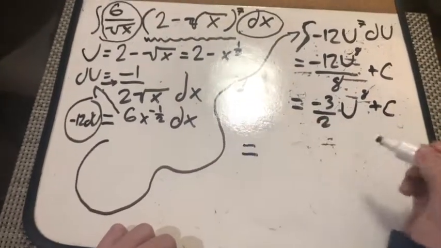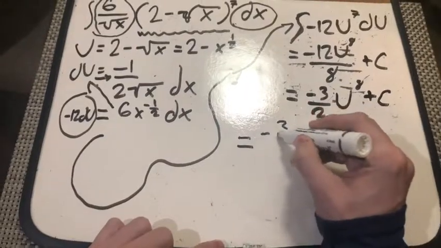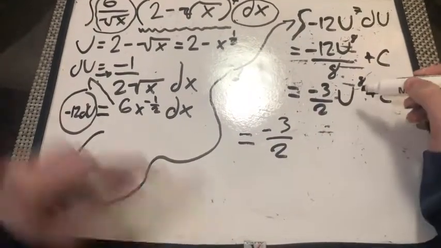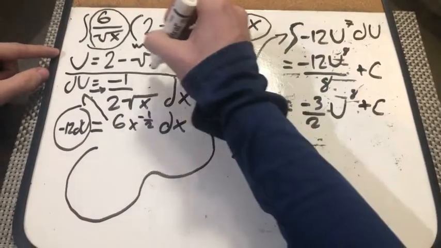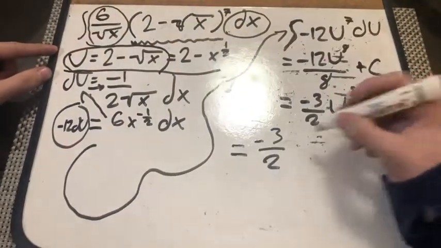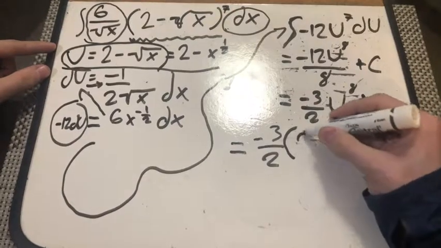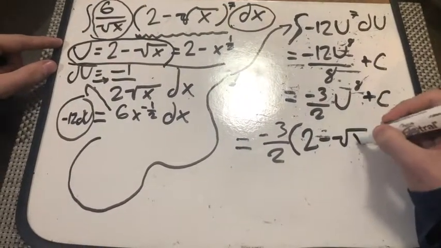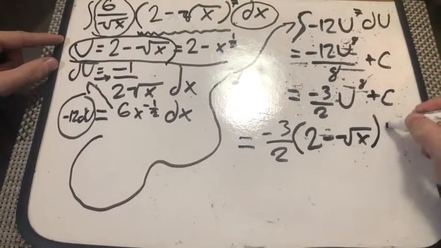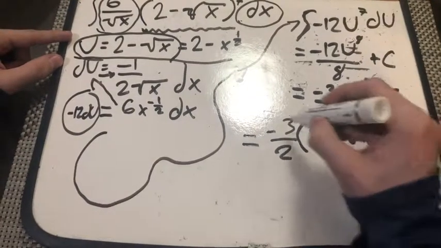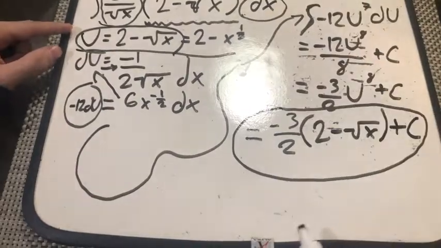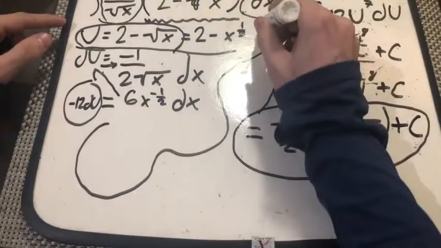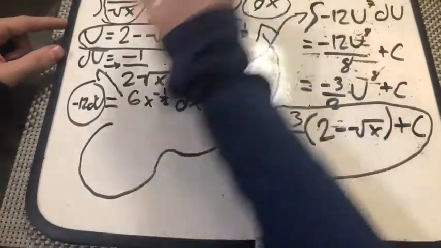And our final answer is going to be negative 3 over 2, the u, which we're going to get from over here, u, parentheses, 2 minus square root of x, close the parentheses, plus c. So this right here is our final answer, which is the integral of this over here.